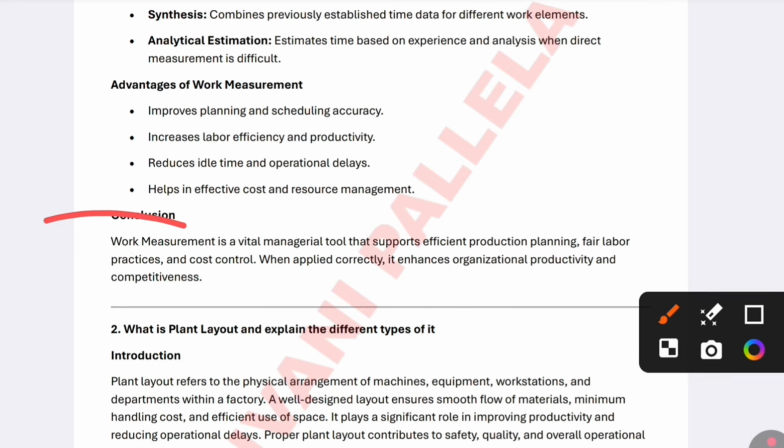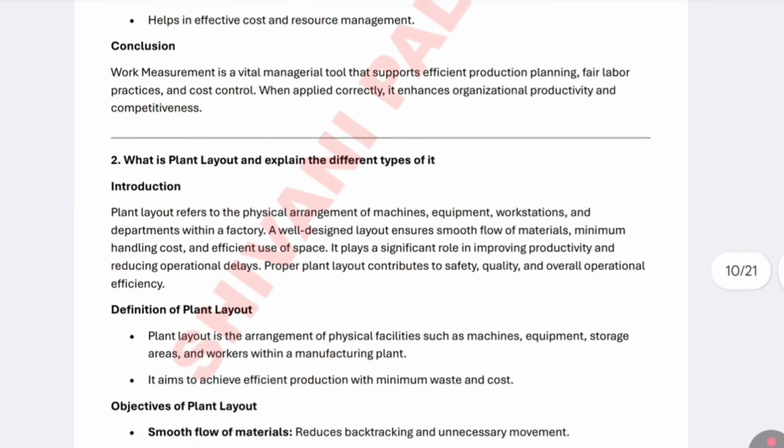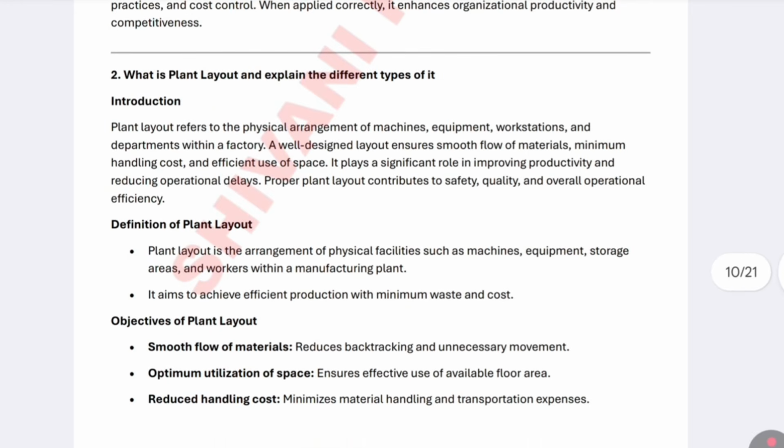Okay, so therefore work measurement is an important tool which is used in the organization for effective planning, for effective productivity, and to increase competitiveness also. So this is the first important answer, ma. The second important answer is about what is plant layout, and explain the different types of it.